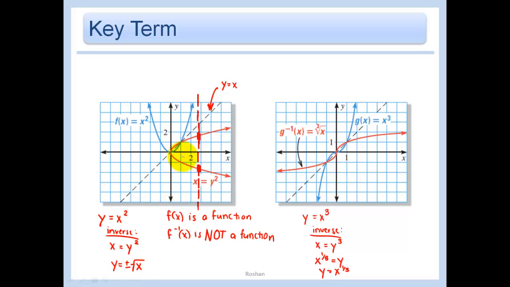So I know I've just said a lot. If you understood it all, that's great. But if you didn't, what's really important here is that if f is a function, the inverse is not necessarily a function. That's what I want you to take away from this. In this one, g of x is a function, and its inverse is also a function.